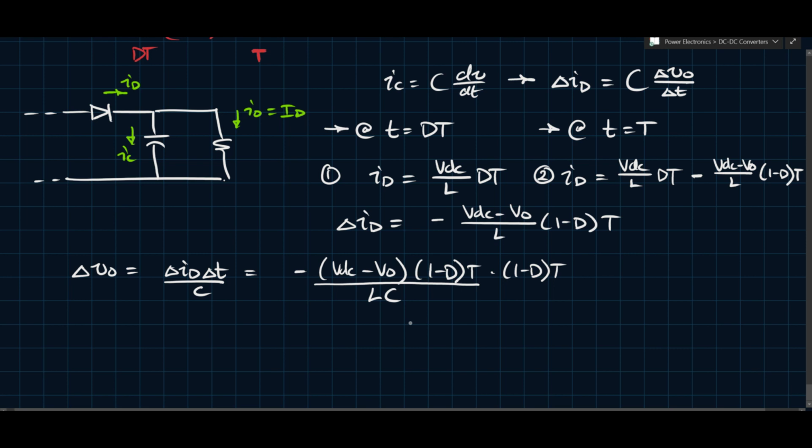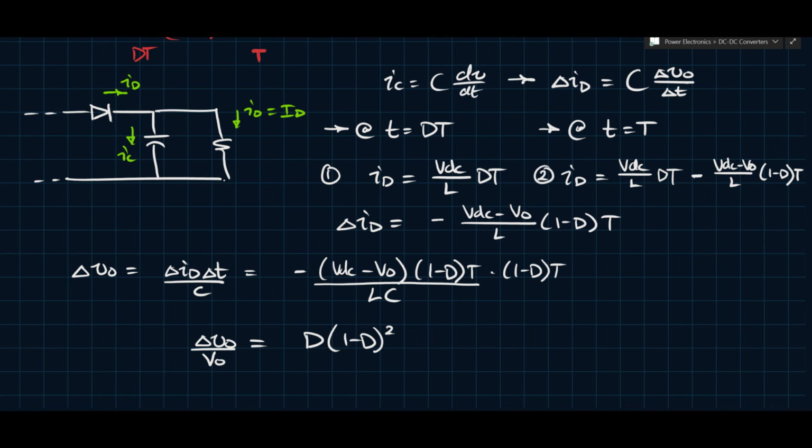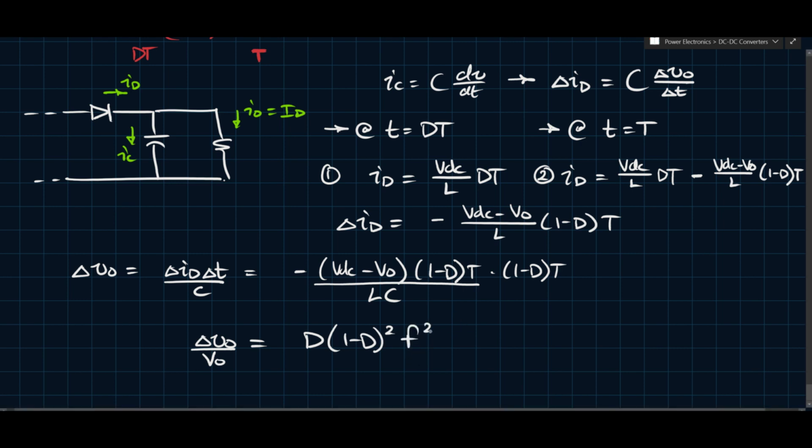And then I can take this whole thing, I can simplify it, I can do a bunch of different things to it, and overall I'll end up with delta VO over VO is equal to d times 1 minus d squared. Well, we can use f, I guess, if you want in this case. And so you can say f squared divided by LC.